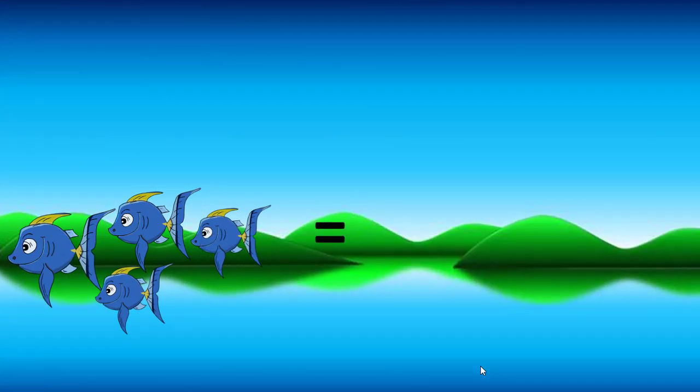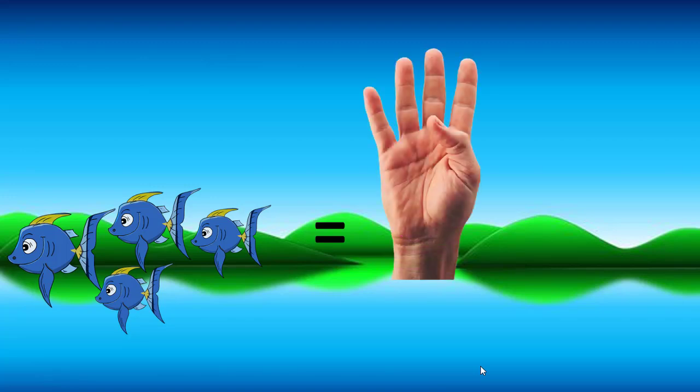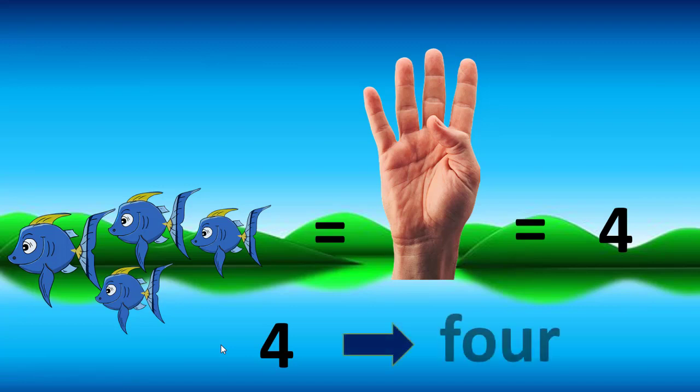As you can see, there are 4 fish. How many fish there are? There are 4 fish and we will write this digit like this. And if we have to find out what is its number name, we will write it as FOUR. This is the number name. FOUR.